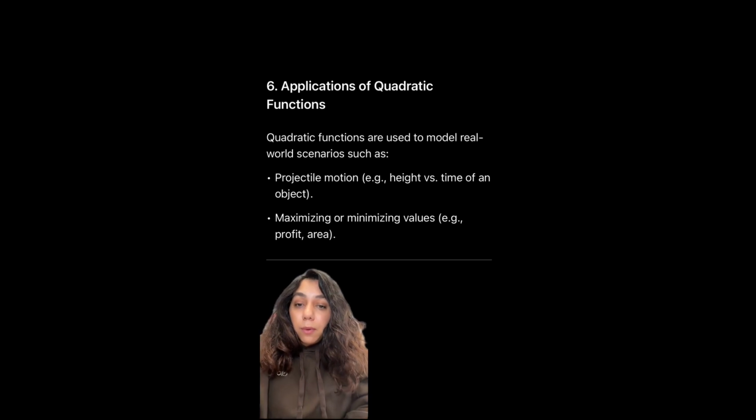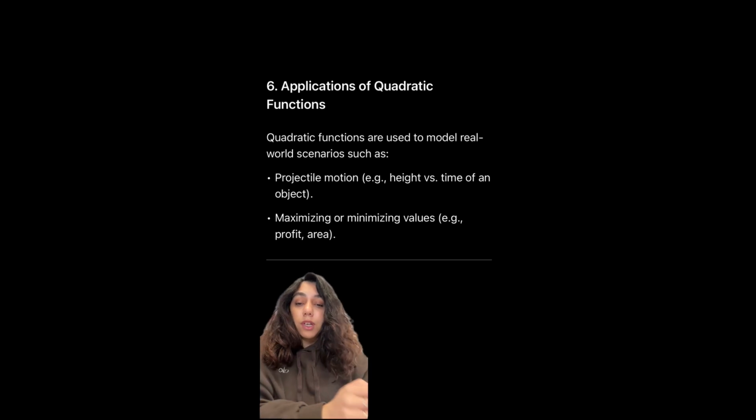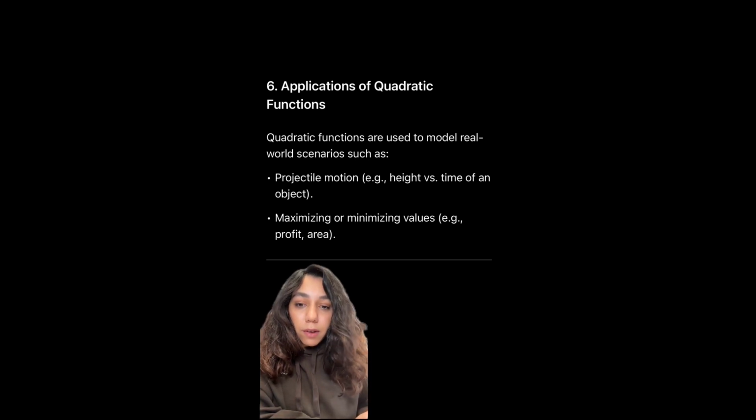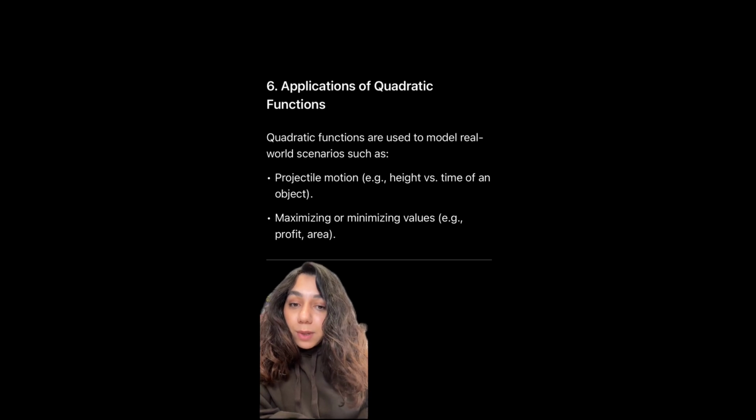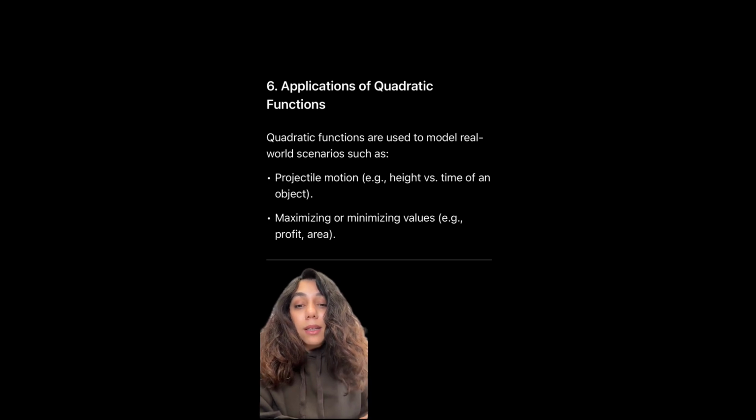Where are we going to use them? In two different scenarios, but the subject, like the whole concept, is the same, but you might have thousands of different questions in each of them. The first one says projectile motion, height versus time of an object. It's just related to physics. Why? Because movement is a function of time, but based on time squared, not just time itself, or it's not a really linear relation. Maximizing or minimizing values, profit, area, or so many things.